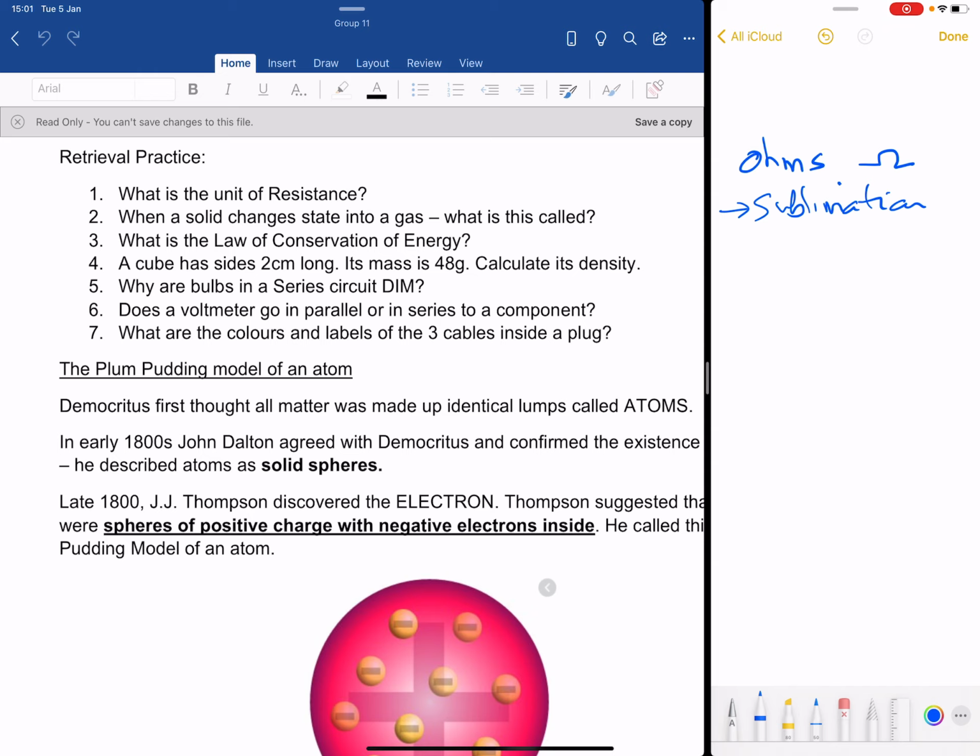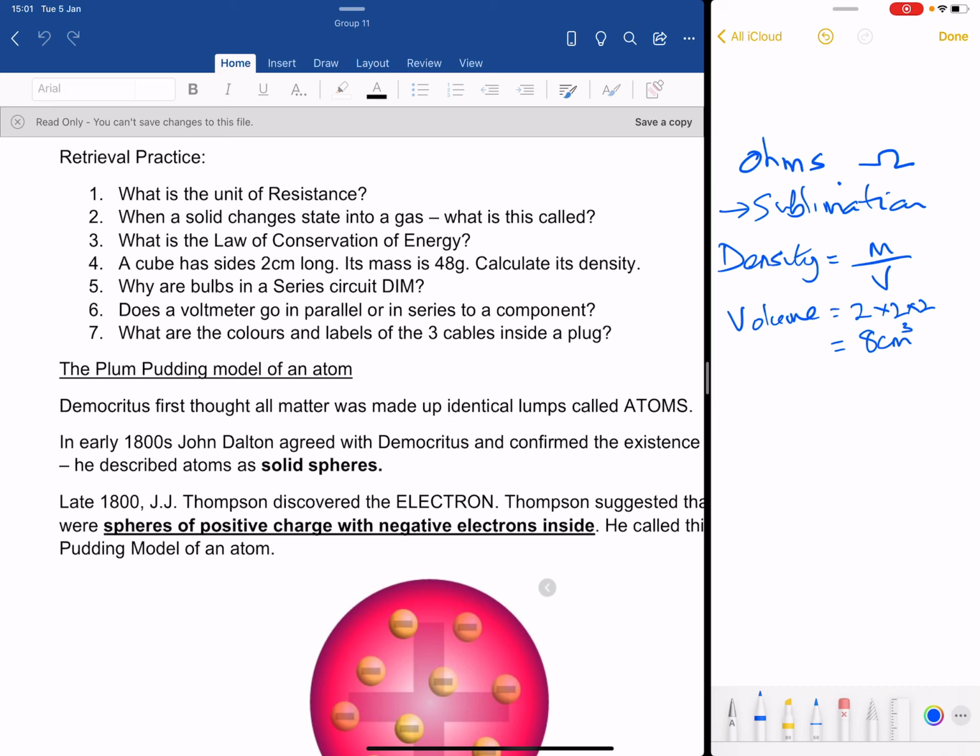Number 4, a cube has sides that are 2 centimetres long. Its mass is 48 grams. Calculate the density. Well, if you think about it, density equals mass divided by volume. So the first thing you need to work out is volume. Because this is a cube, all the sides are going to be the same. So the volume is 2 times 2 times 2, which is 8 centimetre cubed.